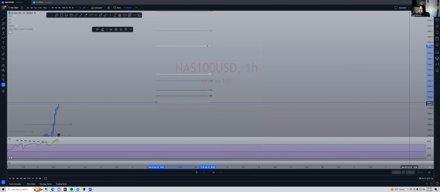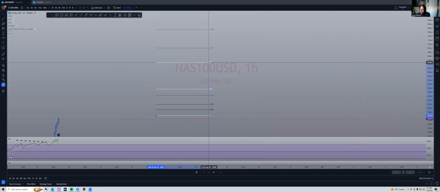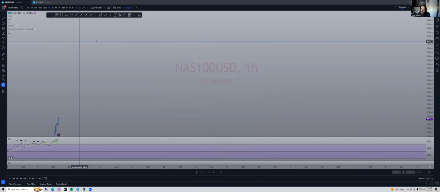Here is the fib, okay? Again, as you bring the fib down, 27 extension. So there's how I draw, or there's my settings. So let's go into the chart, and I'll show you this.